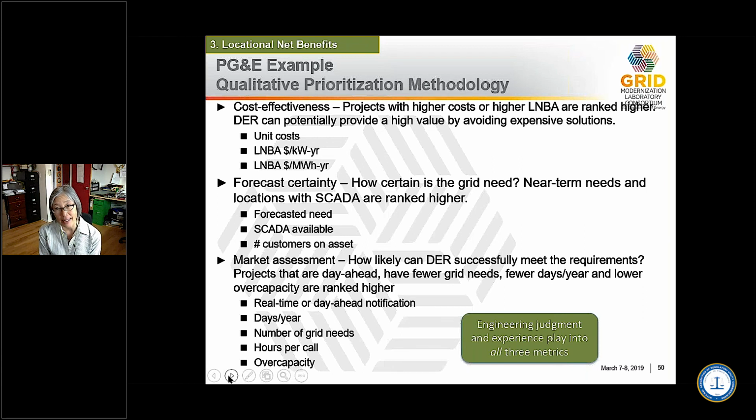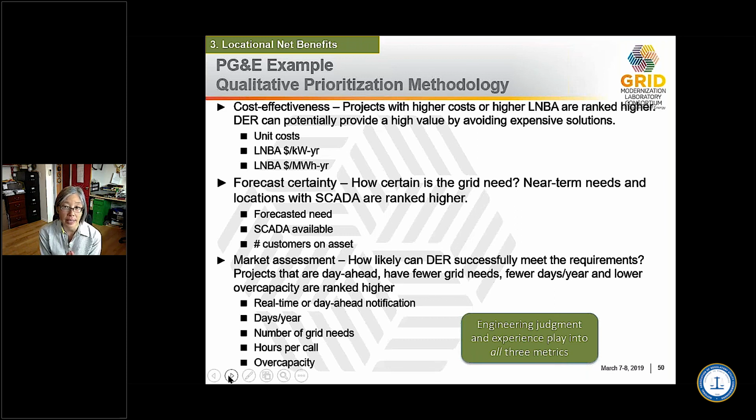The third piece is market assessment. How likely can DER be successfully sourced to fit this need? What you look at here are things like projects where I can give a day-ahead notification. I'm going to know a day ahead, and I'm going to give you a phone call or a text message in the day ahead to respond.